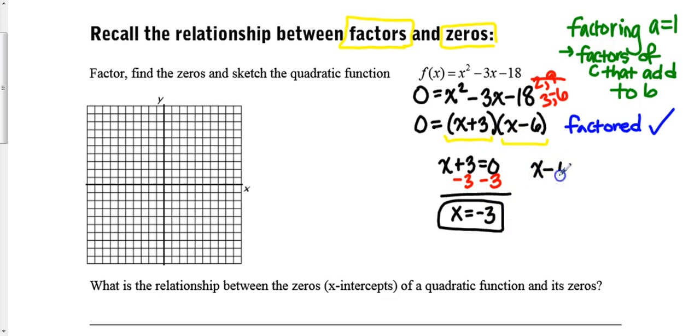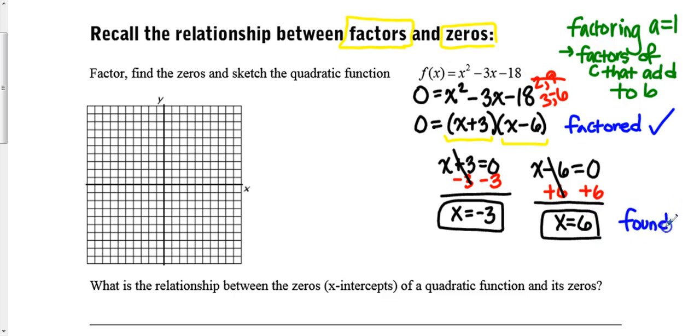Let's take x minus 6 and repeat the process, because there's a value of x that will make this factor 0. So solving x minus 6 equals 0, I'll add 6 to both sides. And I get x equals 6. I can mentally check that out here. 6 minus 6, that's 0. 0 times anything is 0. So I have successfully found the zeros. Zeros are x-intercepts when I graph.